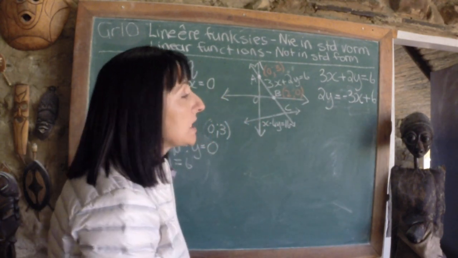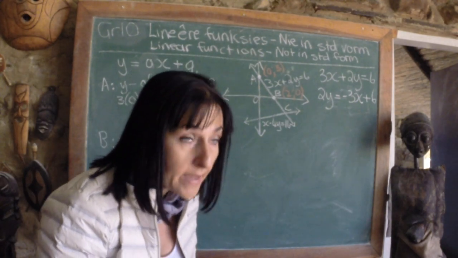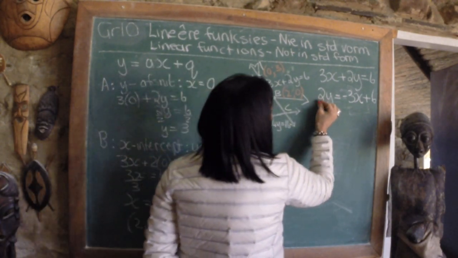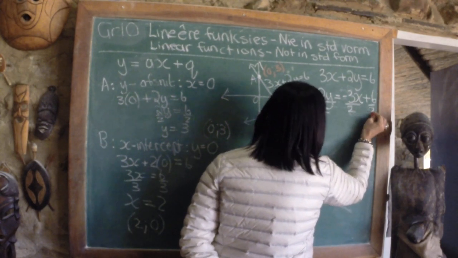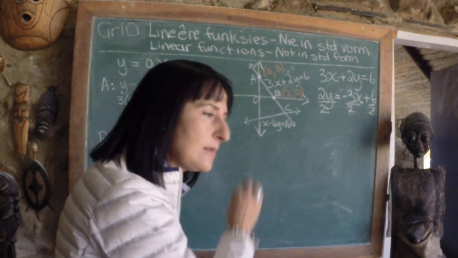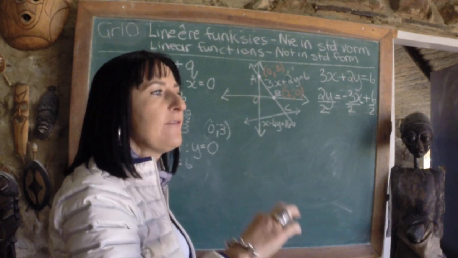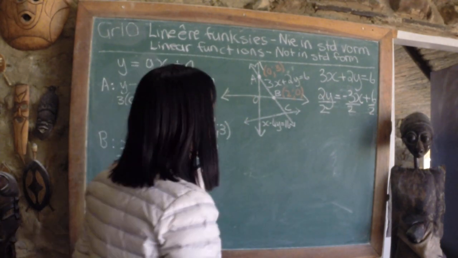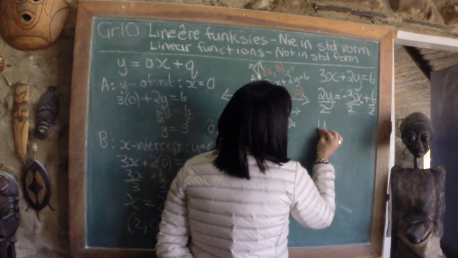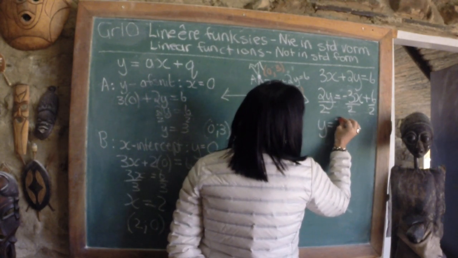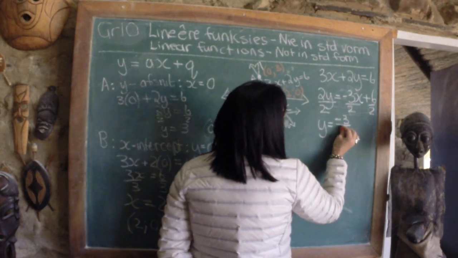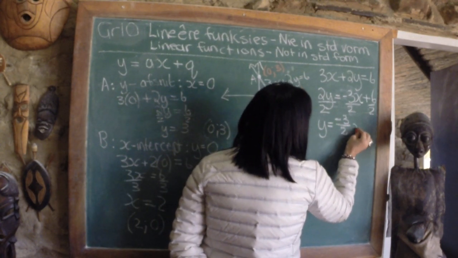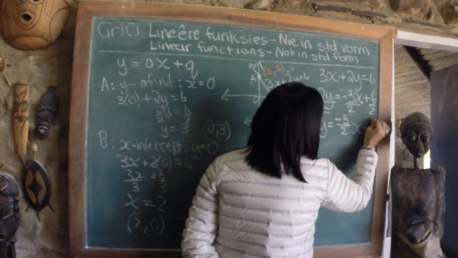And now we need it in terms of y. So we're going to divide each and everything with 2. Ek moet elke ding wat ek met een ding doen, moet ek met elke liewe term doen aan die ander kant. So my standaard vergelyking is y is gelyk aan minus 3 op 2x plus 3.